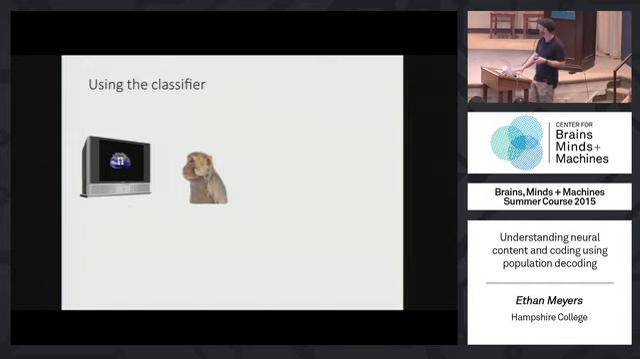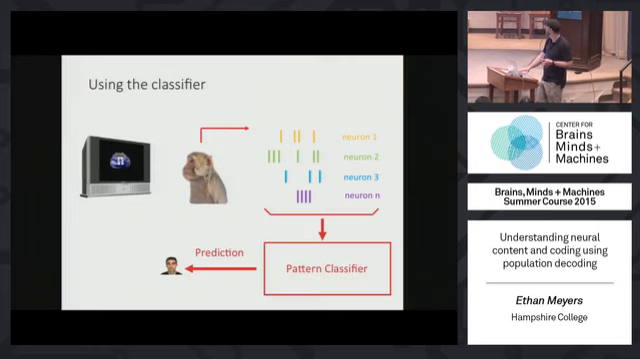Then we can repeat that with a car, get another pattern of activity out, feed it to the classifier, and get another prediction. This time the prediction was incorrect. It predicted a face, but it was actually a car. So we just note how often the predictions are correct, and we can plot that as a function of time and see the evolution of information as it flows through a brain region.